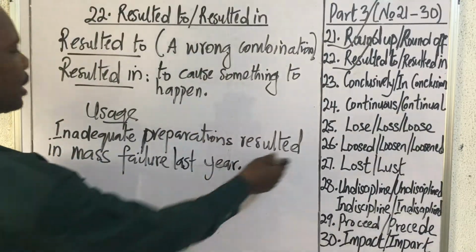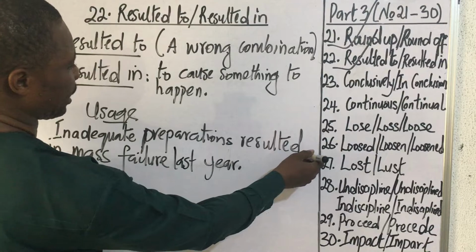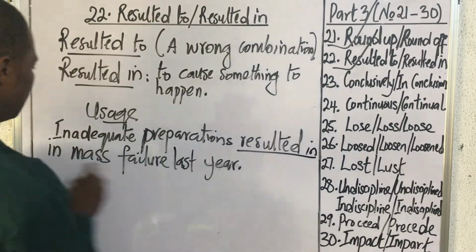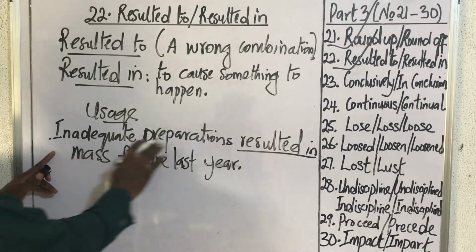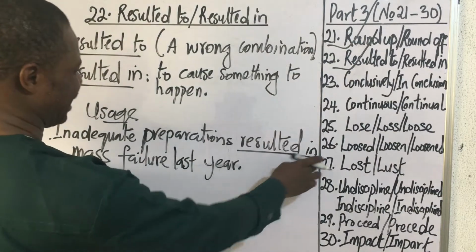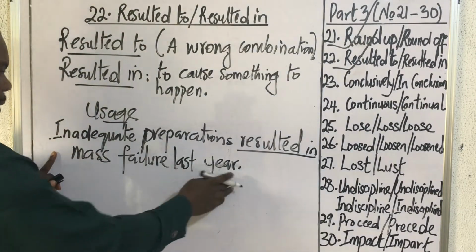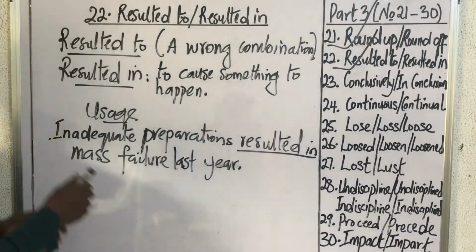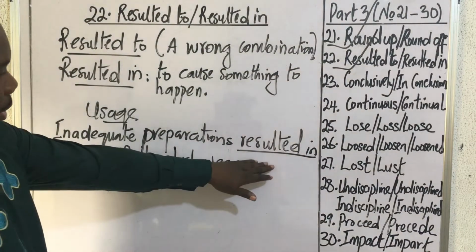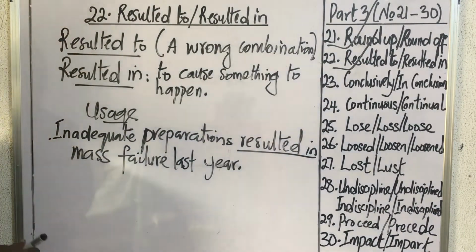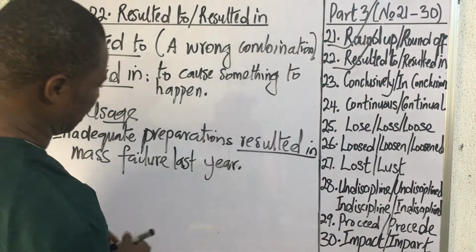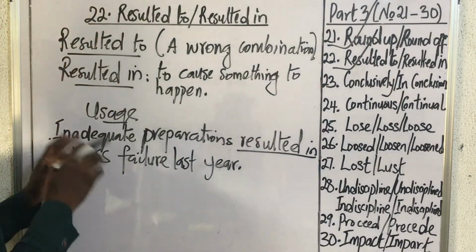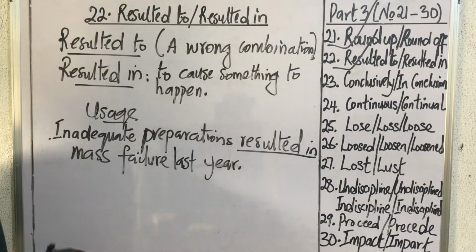Last year. So this is how to use resulted in. Okay, I can just bring it here and then I'll remove it from here. Inadequate preparations resulted in mass failure last year. All right, so this is a way that you can use resulted in. Don't make the mistake of saying inadequate preparation resulted to mass failure. That doesn't sound grammatically correct.